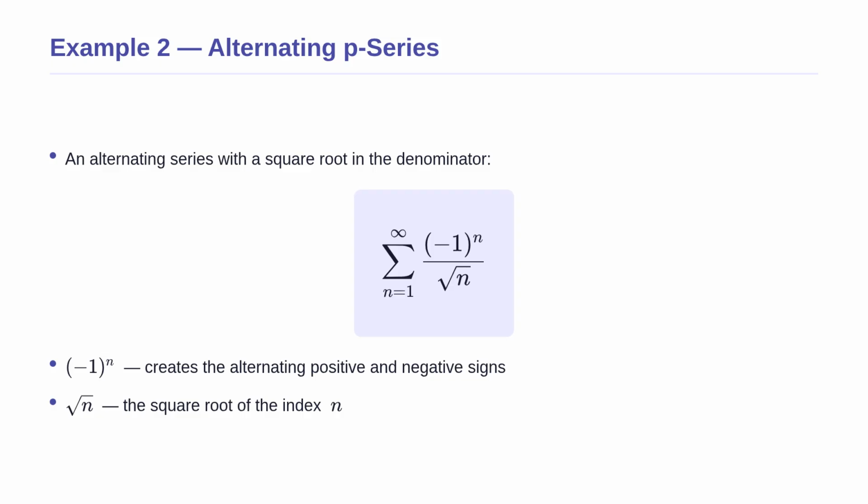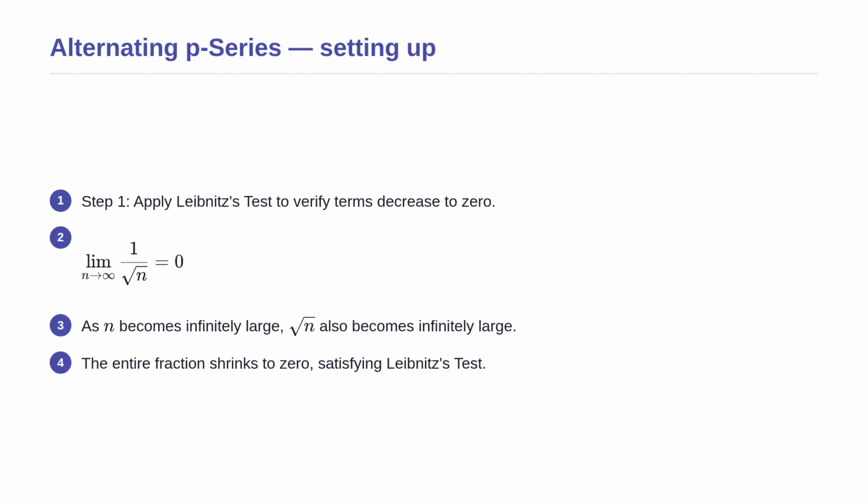We will again use the unified two-step testing procedure to determine its exact convergence status. Let us see how the procedure handles this new rate of shrinking. Step 1 requires us to apply Leibniz's test to this original series. We set up the limit for the magnitude of the terms as n grows infinitely large.